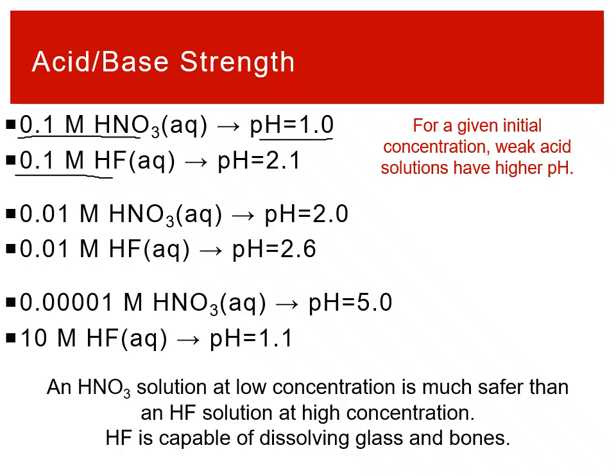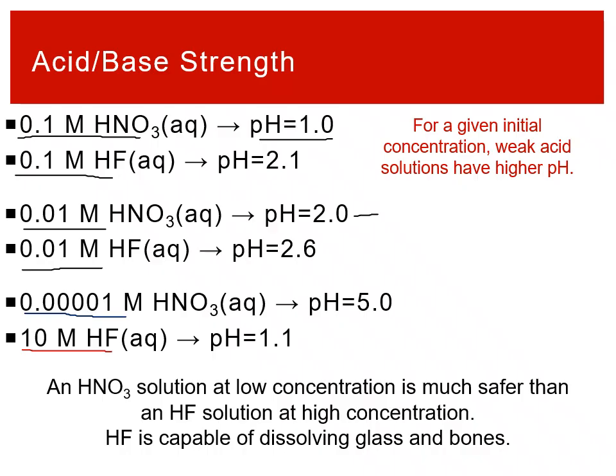As long as the concentration stays the same, the pH will always be lower for the strong acid solution. But you can cook things up: if you have a low concentration of a strong acid and a very high concentration of a weak acid, you could get a lower pH. Just because it's a weak acid does not mean it is safe, or that it isn't an acid or that it's a bad acid.